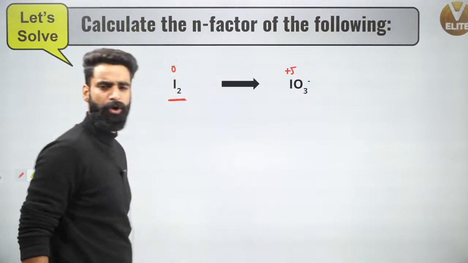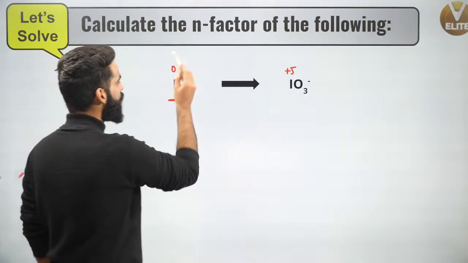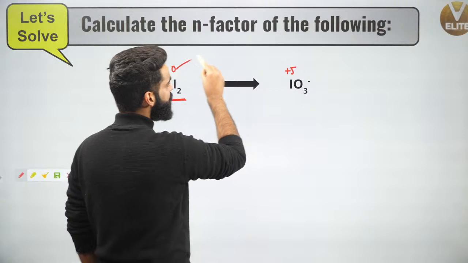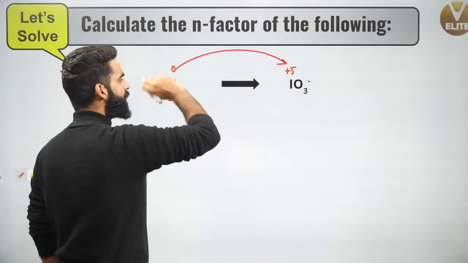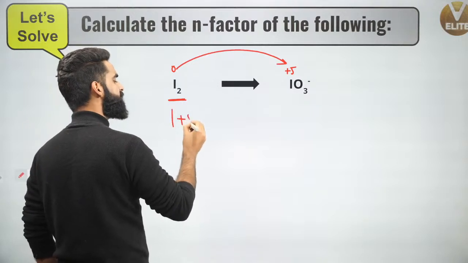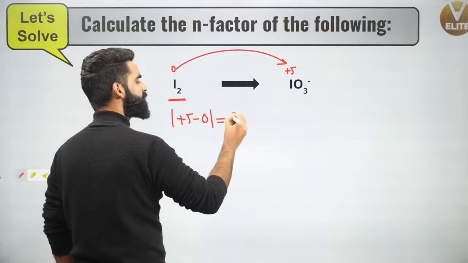Yes, you can calculate it. I have taught you in detail. What about the change in the oxidation state? Just have a look. Oxidation state of iodine is changing from 0 to +5. What about the change in the oxidation state of iodine? Isn't it going to be final oxidation state minus initial oxidation state? The value is going to come as 5.